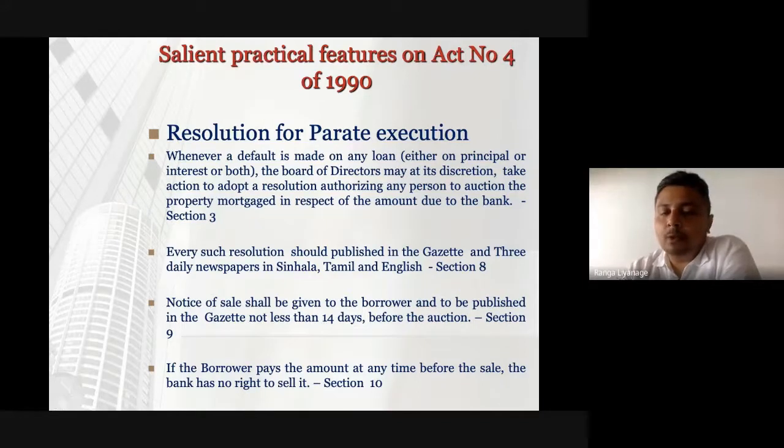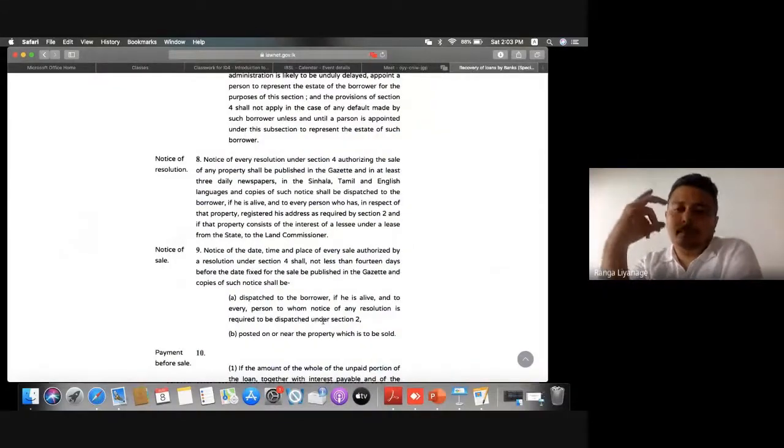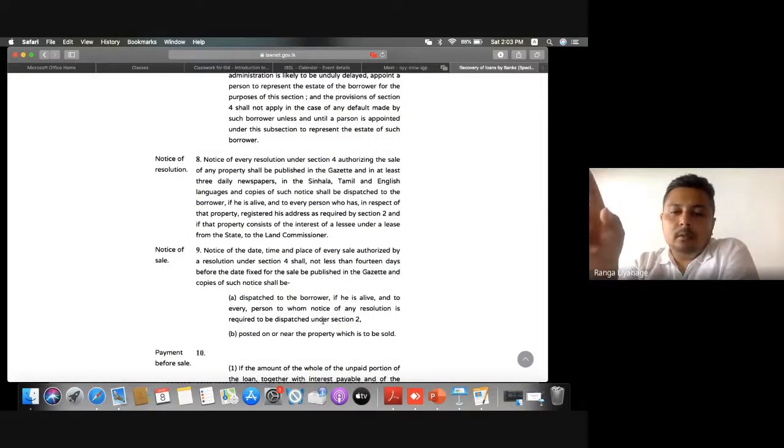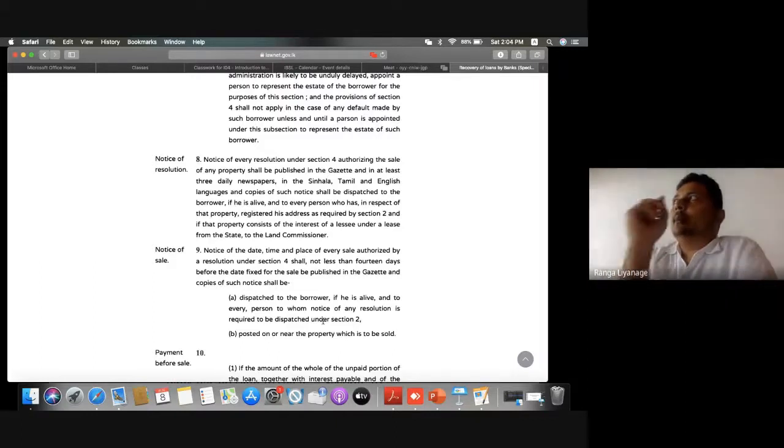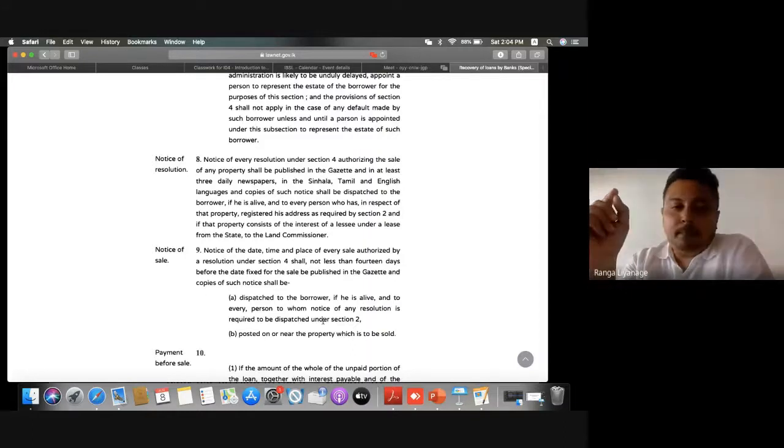Then, notice of sale. So, notice of resolution, first the bank should send. That is under section 8. After that, the bank should send the notice of sale, which should be published again in the Gazette and 3 daily newspapers at least 14 days before the auction. So, you need to notify the borrower of the resolution, then you have to notify the sale at least 14 days before the auction, by Gazette and daily newspapers.